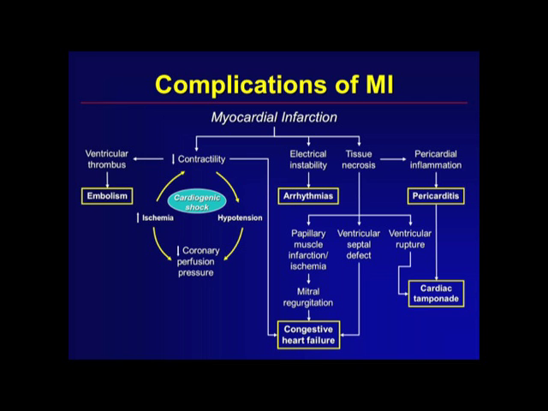Tissue necrosis can cause all kinds of bad things. It can wipe out a papillary muscle, leading to mitral regurgitation and heart failure. It can wipe out part of the ventricular septum. That also can cause heart failure. You can have rupture, leading to cardiac tamponade. Or you can have pericardial inflammation and pericarditis. And if you bleed into this, you can get tamponade. Lots of bad things.